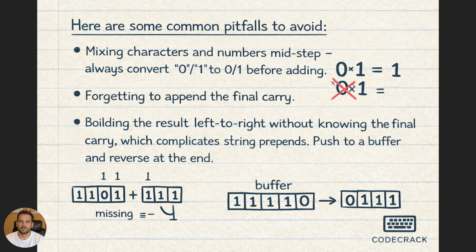Here are some common pitfalls to avoid. Mixing characters and numbers mid-step. Always convert 0/1 characters to 0/1 numbers before adding. Forgetting to append the final carry. Building the result left to right without knowing the final carry, which complicates string prepends. Push to a buffer and reverse at the end.